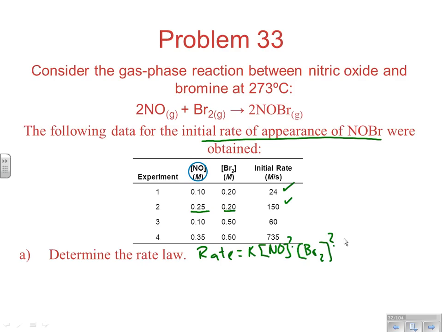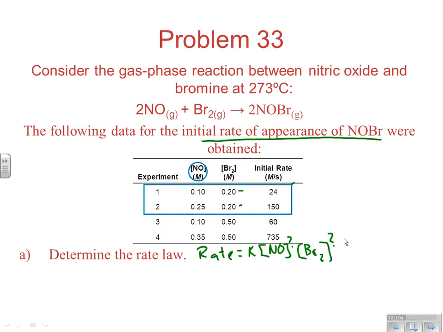So that's really where we're going with this. Now, to go about doing that, first we're going to zero in on NO. We want to pick a situation where something is constant. If I want to find out NO's order, then I want a situation where Br2 is not changing, because if it's changing, it complicates the relationship. We want to keep it simple, the KISS principle. So Br2 is staying constant at 0.2.